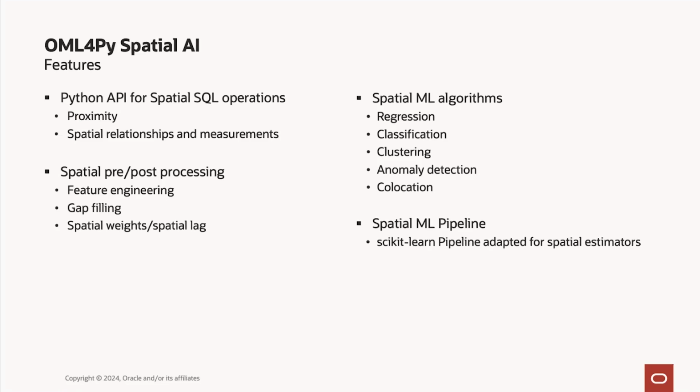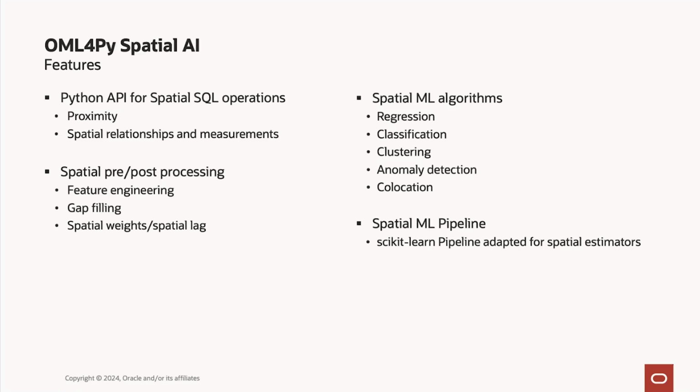That spatial weights and spatial lag thing, jargon aside, is really what defines what we mean, for a data set, by a neighborhood, and what that relationship is between an observation and what's around it. So that is a real cornerstone of a lot of the algorithm work that happens, and that's part of what we have in our pre and post processing.